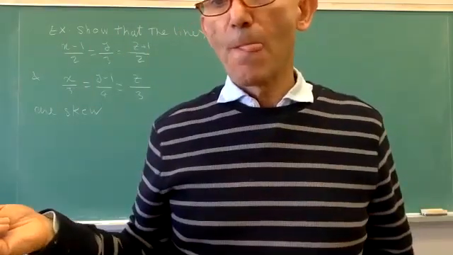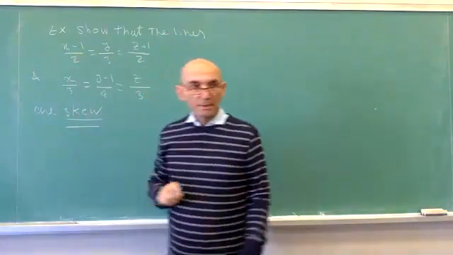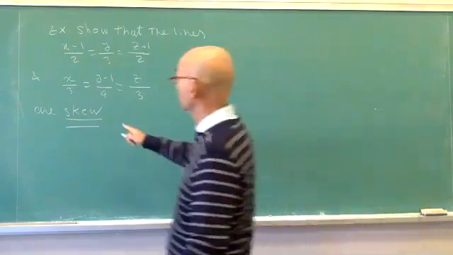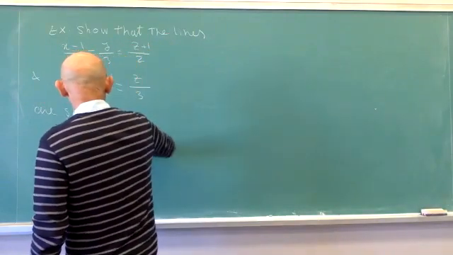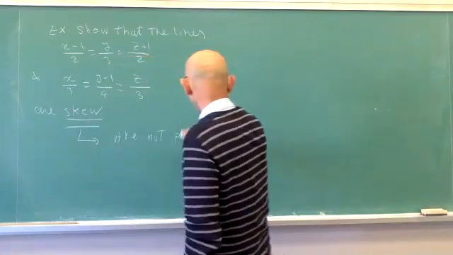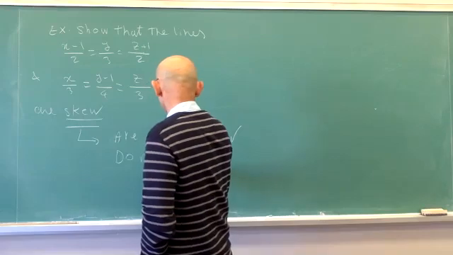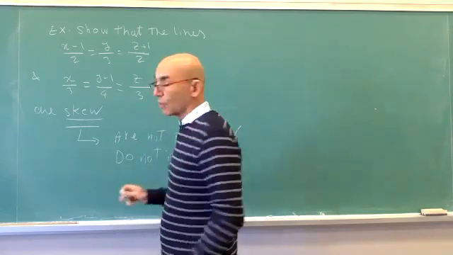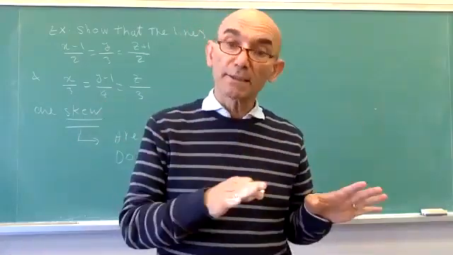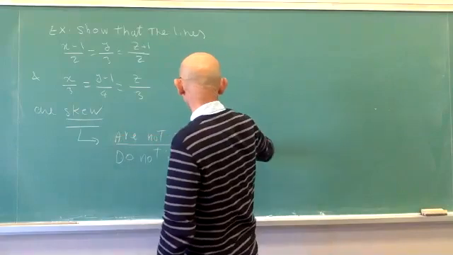How would you approach this? Well, first of all, what does skew mean? Skew means the following: they don't intersect each other, but they are also not parallel to each other. So skew means they are not parallel, and do not intersect. If you are asked a question about showing that two lines are skew, you have to do both. You have to show that they don't intersect and they are not parallel. Okay? So first of all, let's do the first one. Why are they not parallel?